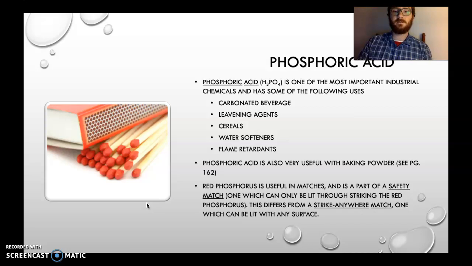Red phosphorus is useful also in matches and is a part of a safety match, one which can only be lit through striking the red phosphorus. So you can see the safety match over there. This differs from a strike anywhere match, which can be lit on any surface, and so most of the time those are a little bit more precarious because you can drag them along any surface that might cause friction, and you can light that match.